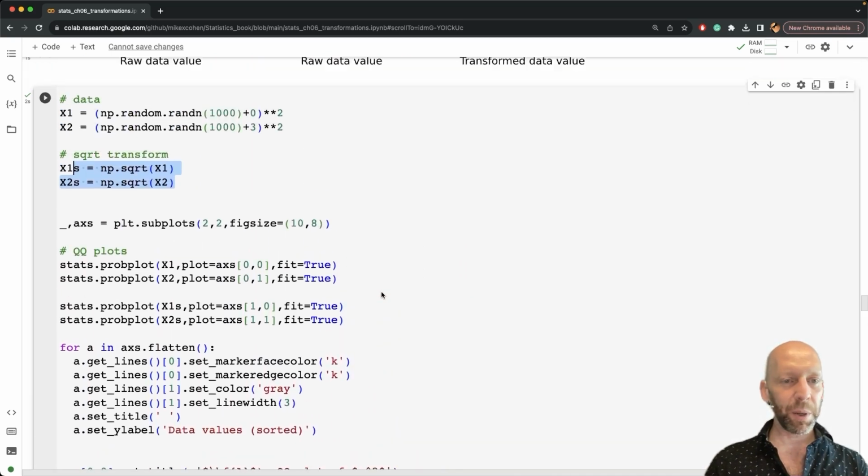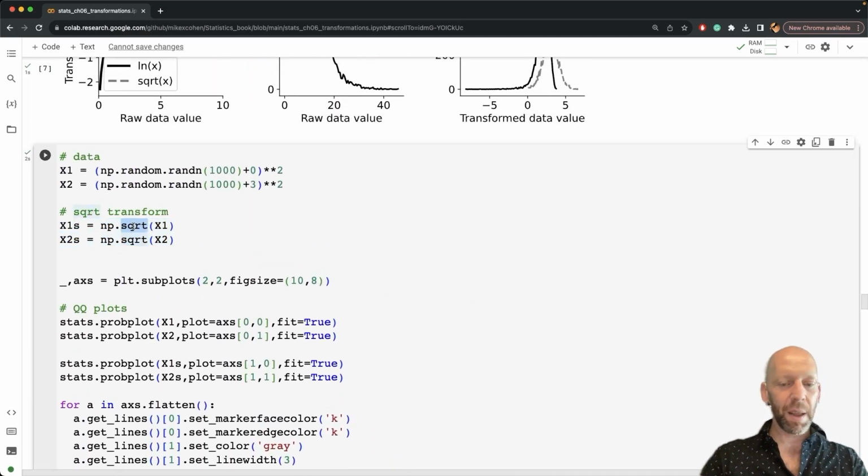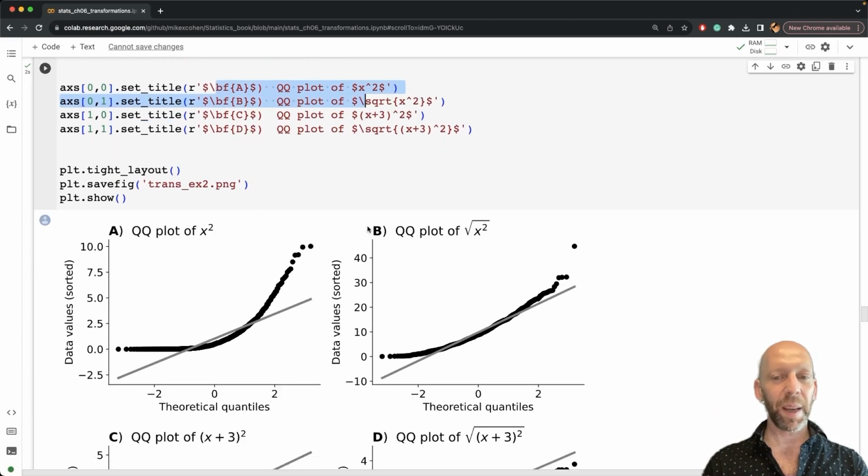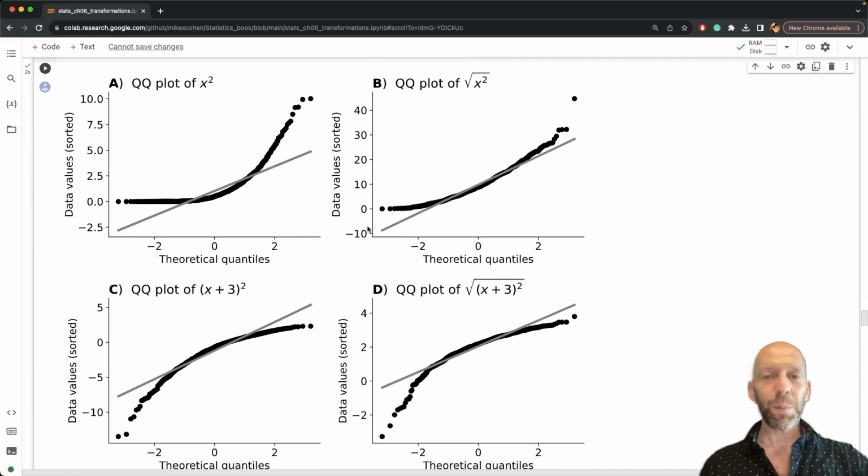Okay, and now what I want to do is go back and apply the log transform. So exactly the same code, exactly the same data characteristics, same QQ plots, everything is the same. I'm just replacing the square root with the log. Now, I'm not updating the titles, so the titles are all incorrect. So don't pay attention to this here because this is actually the log of x squared, not the square root.